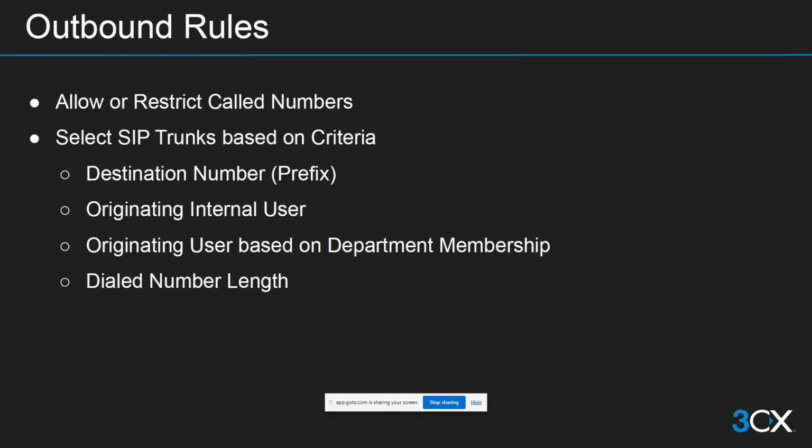Outbound rules allow or restrict called numbers and select SIP trunks based on criteria: destination number prefix, so for example calls going to numbers starting with 04 are allowed, from these extensions, to go out via a certain trunk if you have multiple trunks. Also the originating internal user, originating department membership, and dialed number length.